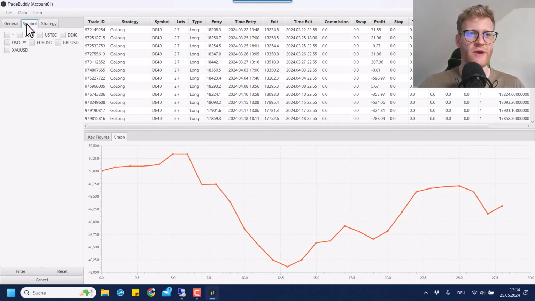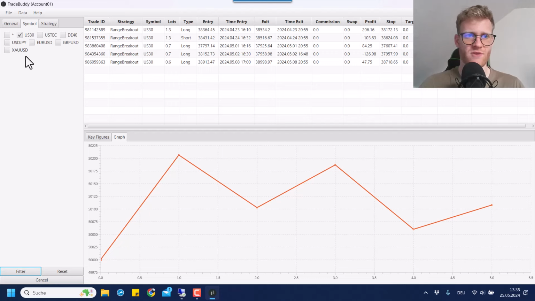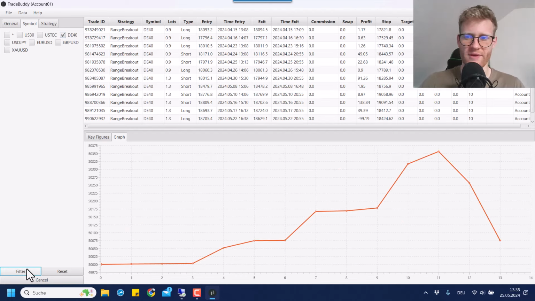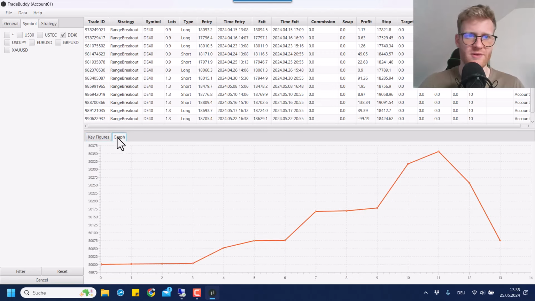Then we do have the range breakout EA. Overall, I think it made a good profit. But most of the profits, this is interesting, are coming from gold right now. So let's go through the symbols. US 30 is profitable with the range breakout EA. I do not trade it in the Nasdaq. I traded it in the German index, and it came down last week as we just saw before. It's still a bit in profit.